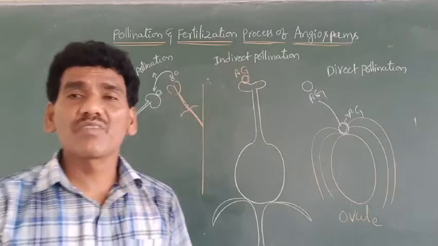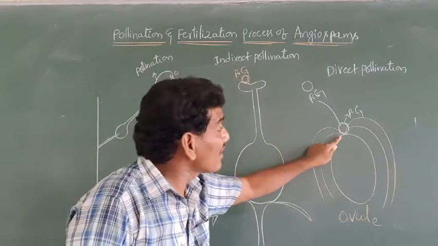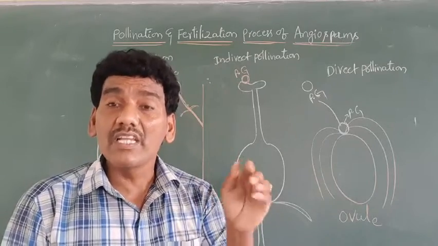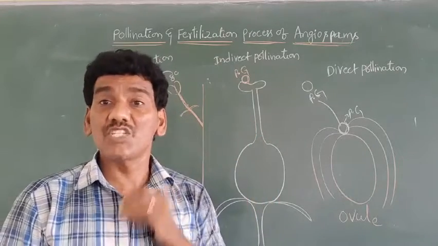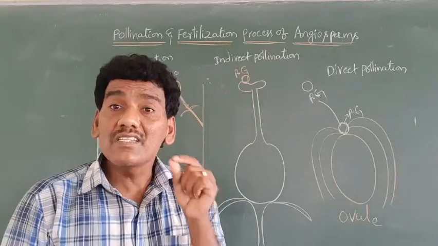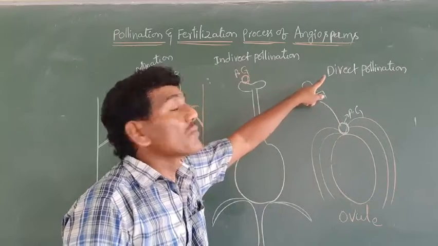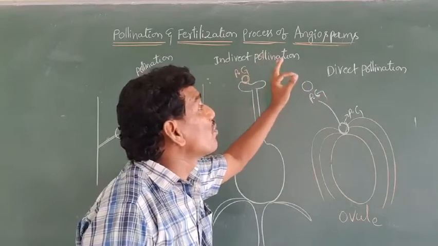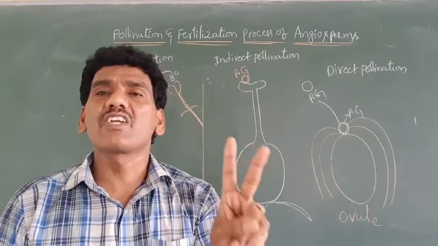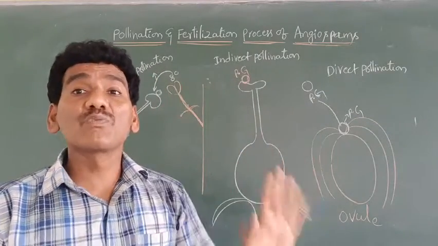In gymnosperms, due to the absence of ovary, the pollen grains fall directly on the ovule. Why in angiosperms do the pollen grains fall on the stigma? Because in angiosperms, the ovary is present. In gymnosperms, due to the absence of the ovary, the pollen grains fall directly on the ovule. This type is known as direct pollination. So there are two types of pollination: direct pollination and indirect pollination.